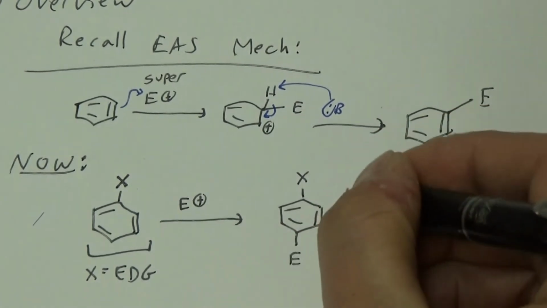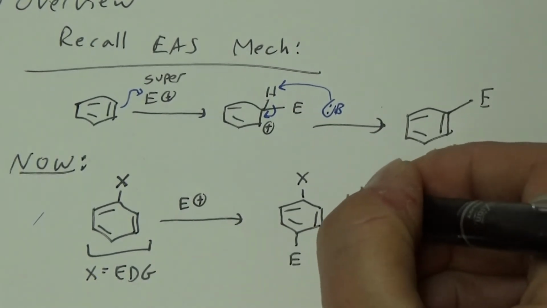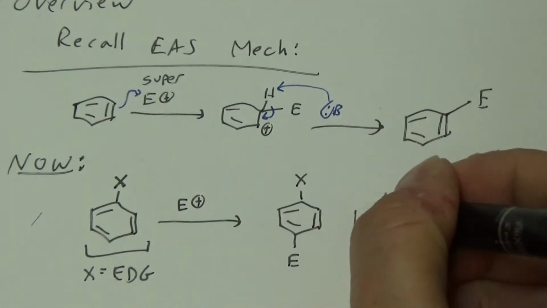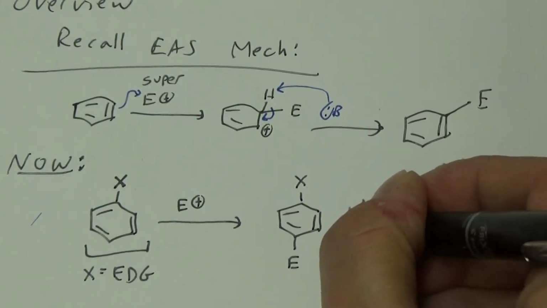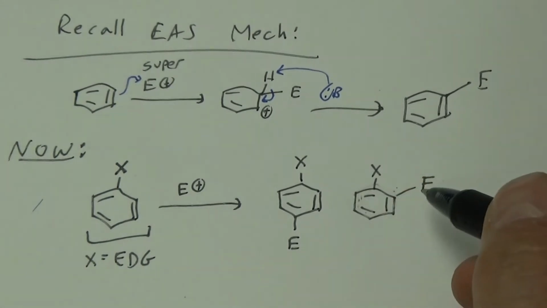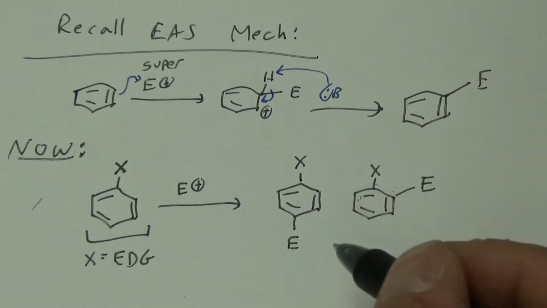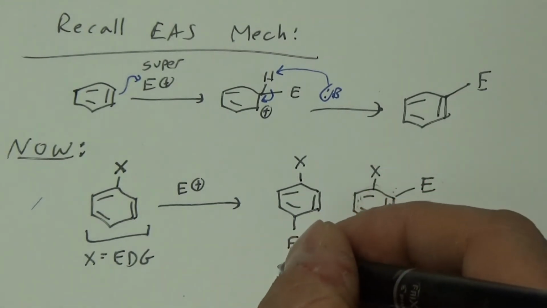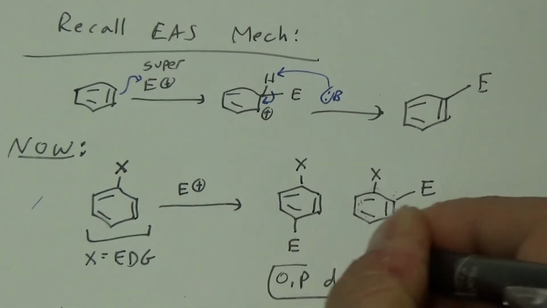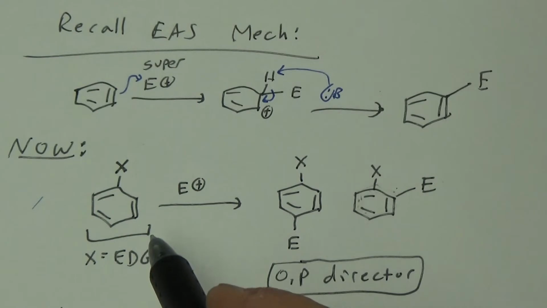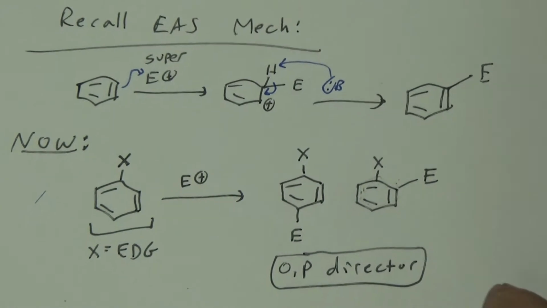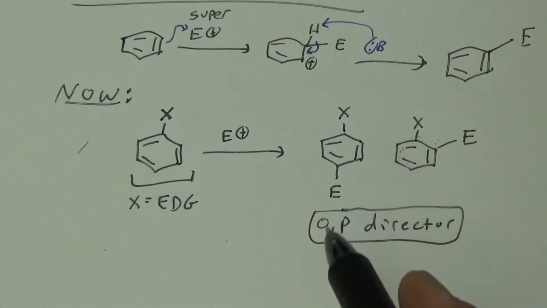The para position, and the ortho position. Para position and ortho position. Okay? And we're going to say that X is an ortho-para director. X, of course, which is an electron donating group, is an ortho-para director because it's directing E to go to the ortho and para position. Ortho-para. So what are some X groups that do this?